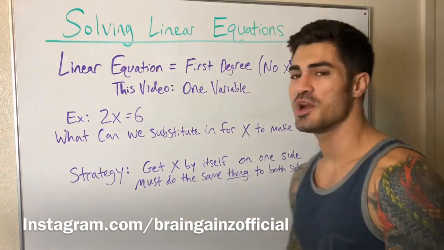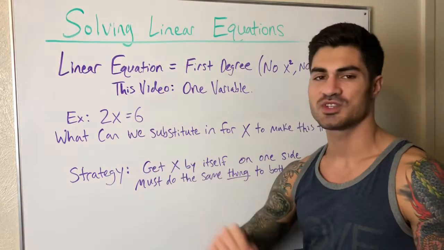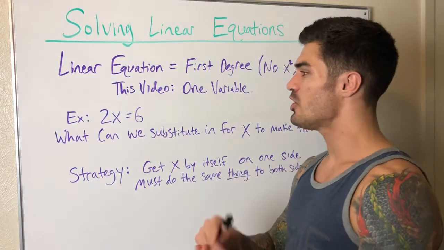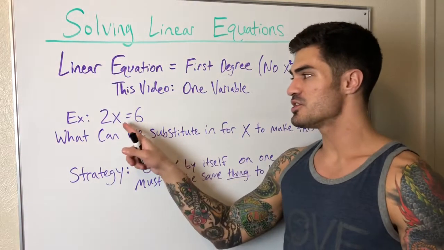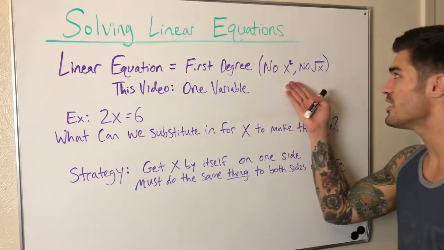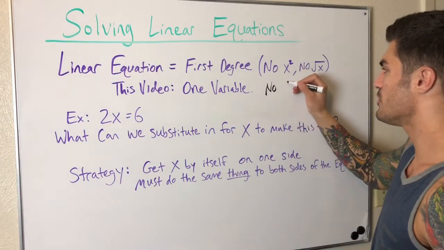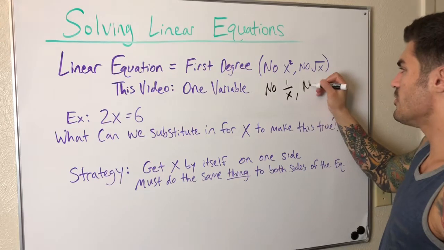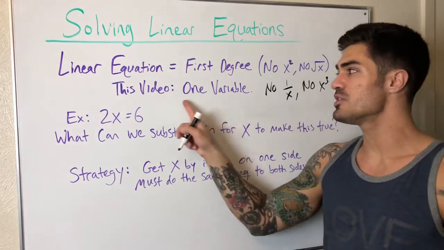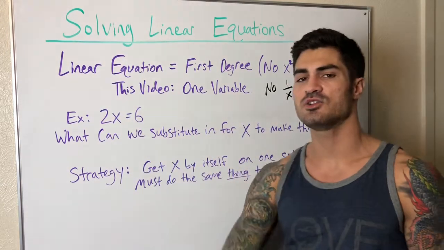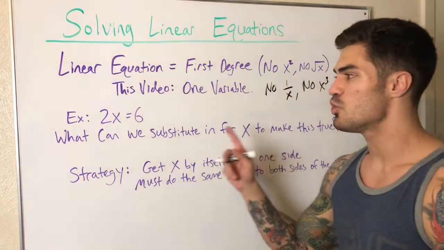Solving linear equations. So what is a linear equation? Well, it's an equation because we have an equal sign. And it's linear because all of our variables are of the first degree, meaning they're to the first power. There's no x squareds, no square root of x. Here's a good one. There's no 1 over x. There's no x cubed, right? You get the idea. Everything is to the first power. And in this video, we're dealing with one variable, so just x. You can't have two variables, three variables, but in this video, just one variable.